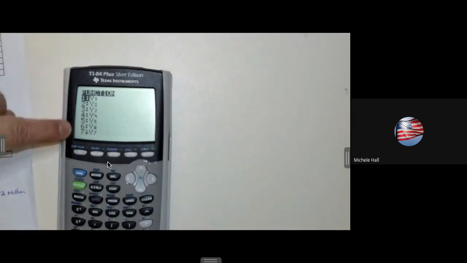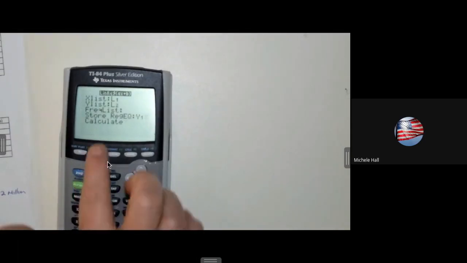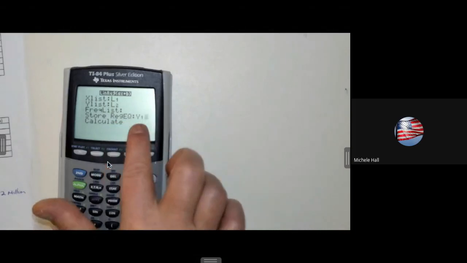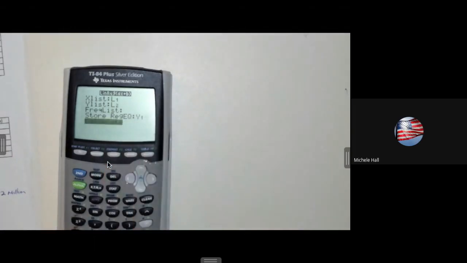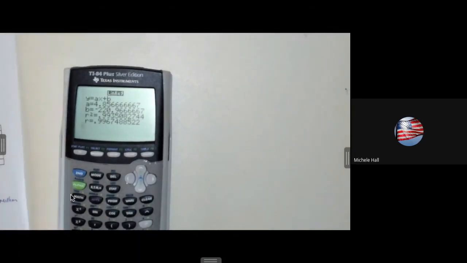I can store as many equations as I want in any of those different ones. But I'm going to put it on y1. It's already highlighted, so I just hit enter. Now it says store regression equation where? At y1. And then enter, calculate. I'm still going to need my A's, B's, and R's. I know I didn't ask you any questions on this about R, but I will be asking you about that.